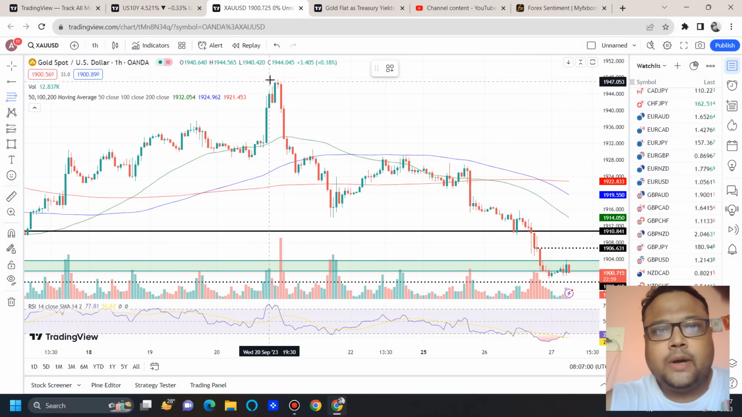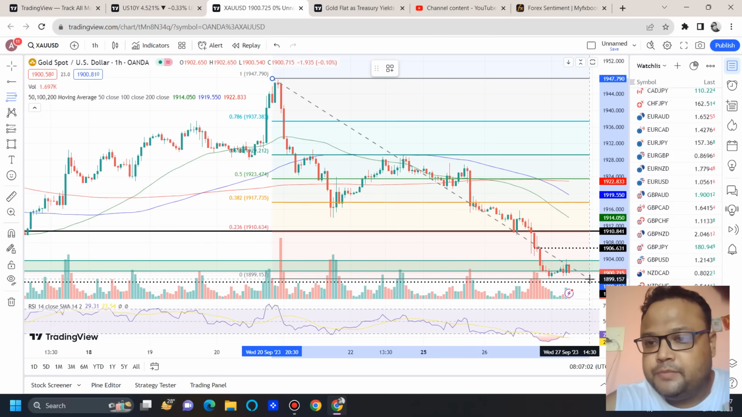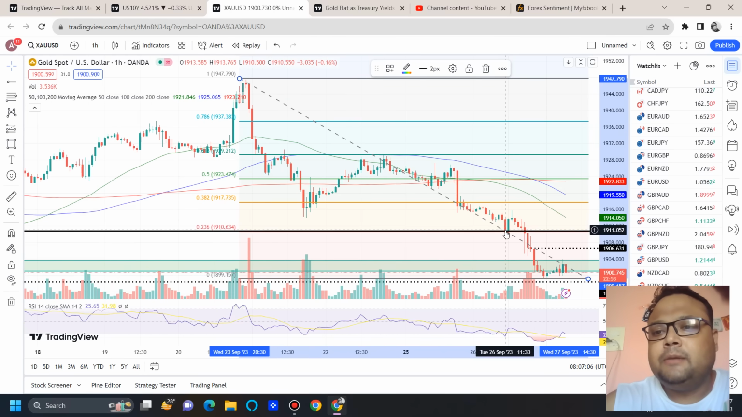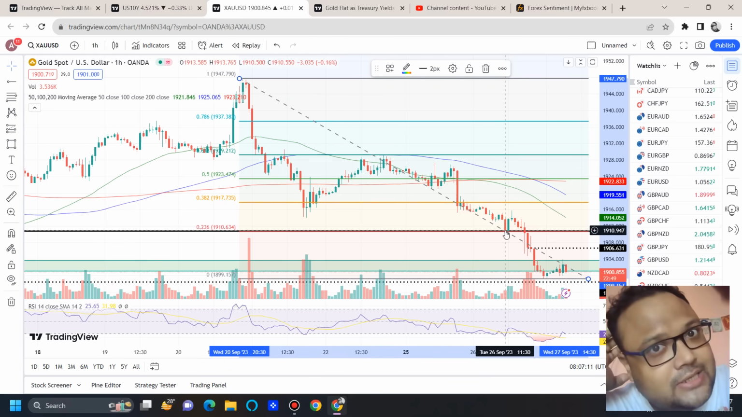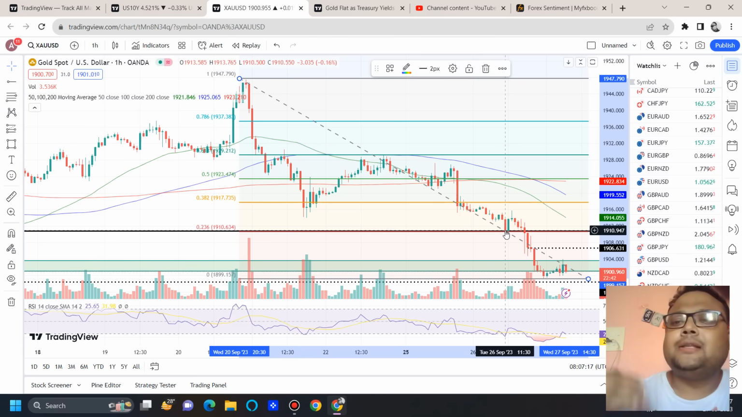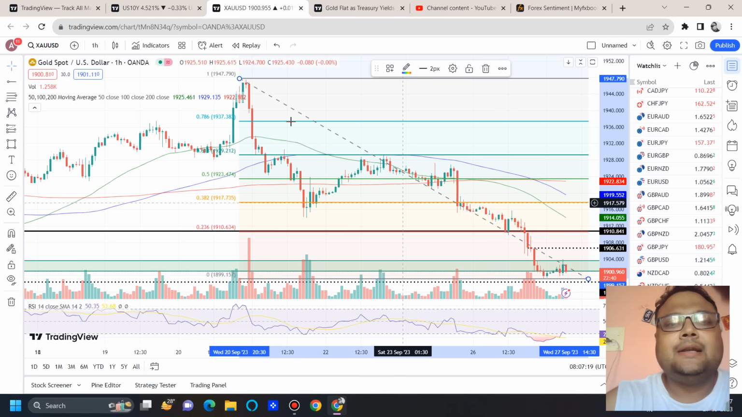You must be wondering why 1910? Then let me show you. See, here we have drawn Fibo from top to bottom, and we can see the previous level from where the market bounced. This is the level which will act as resistance. And if you remember, 1910, 1911 was also support. It did not work because of the selling pressure, but right now the same level will act as resistance.